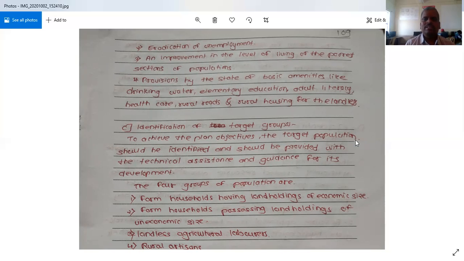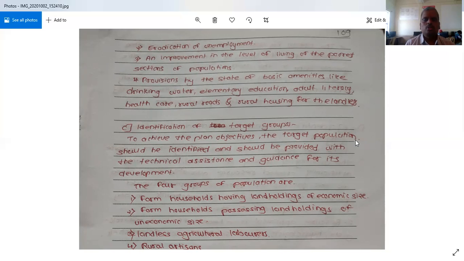Next is an improvement in the level of living of the poorest section of the people. In our country, if you observe, more than 50% of the people are in poor condition. So we have to improve their level of living, that is, the standard of living should be increased to such a level that they can live in a safe manner.